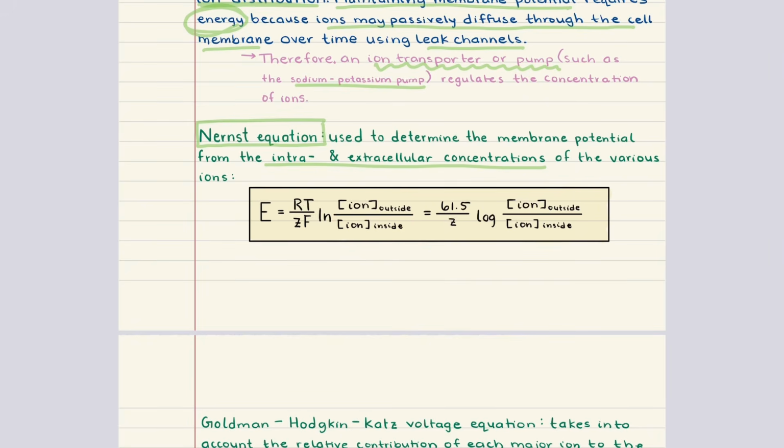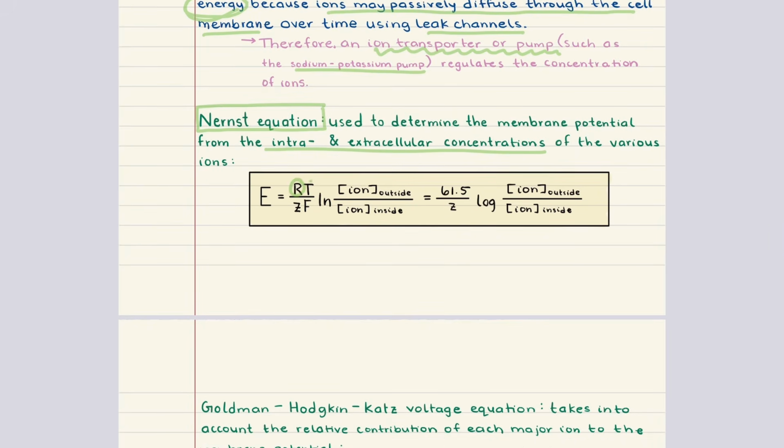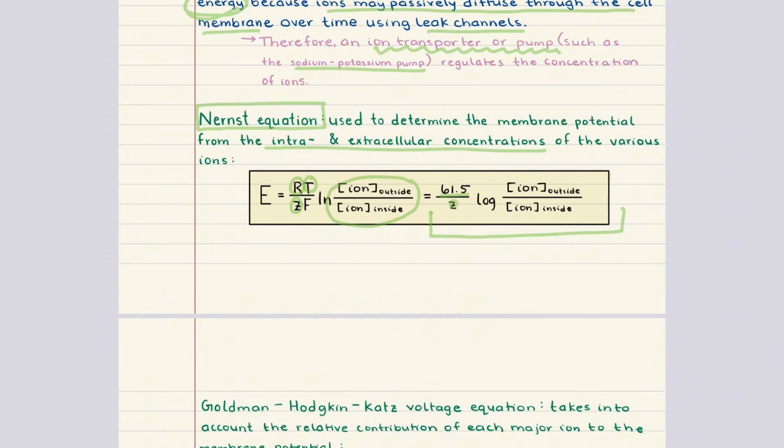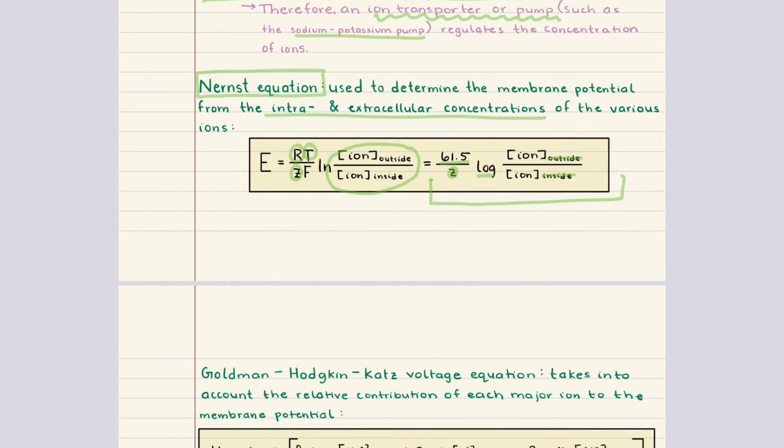This equation takes the gas constant, the temperature, the ion's charge, and the ratio of outside to inside concentrations into account. And the form we often use in biology simplifies to 61.5 divided by the ion's charge, multiplied by the log of the concentration outside over the concentration inside. This tells us the electrical potential at which there is no net movement of that ion.